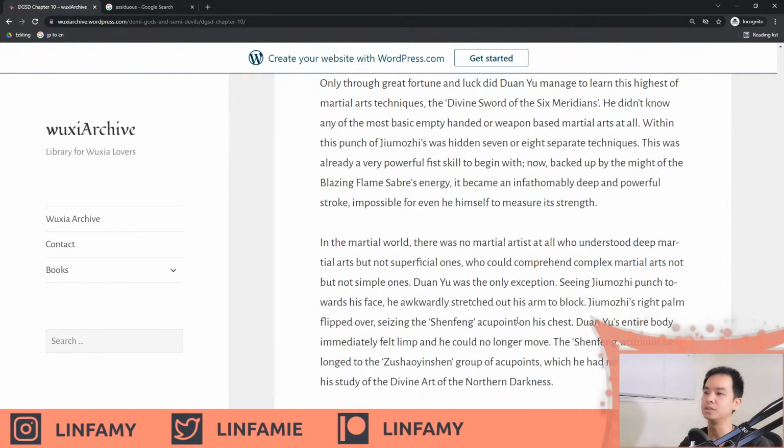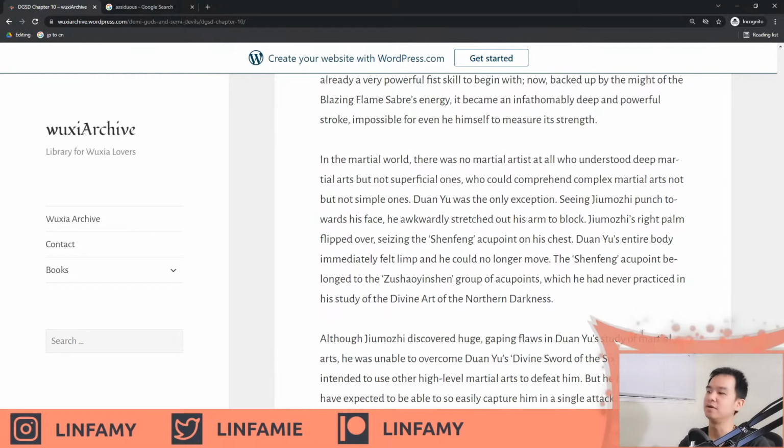In the martial world, there was no martial artist at all who understood deep martial arts, but not superficial ones, who could comprehend complex martial arts, but not simple ones. Duan Yu was the only exception. Seeing Jiyomotsu punch towards his face, he awkwardly stretched out his arm to block. Jiyomotsu's right palm flipped over, seizing the Shun Feng acupoint on his chest. Duan Yu's entire body immediately felt limp, and he could no longer move.